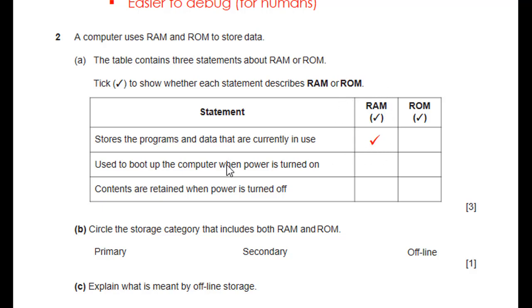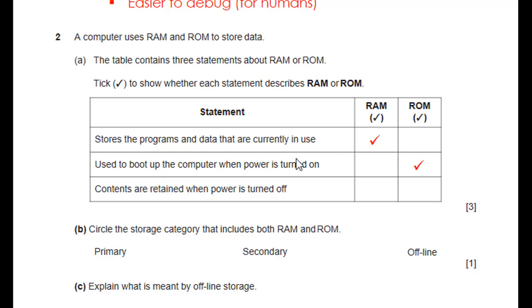But if the power was to go, that would all be lost. So the ROM is used to boot up the computer when the power is turned on. Remember, the ROM deals with the BIOS, which is the basic input-output system, checking that your computer has the right components to function. And then if it has all the correct components, the computer will boot up.